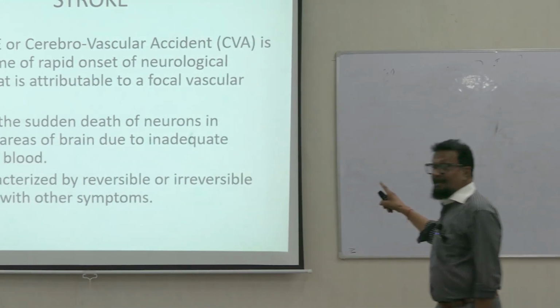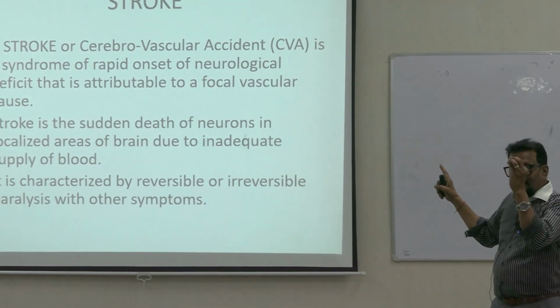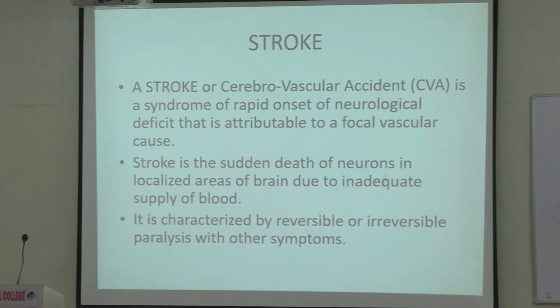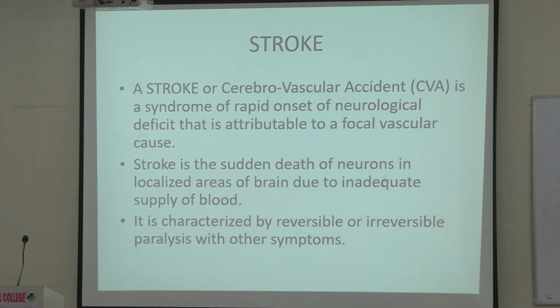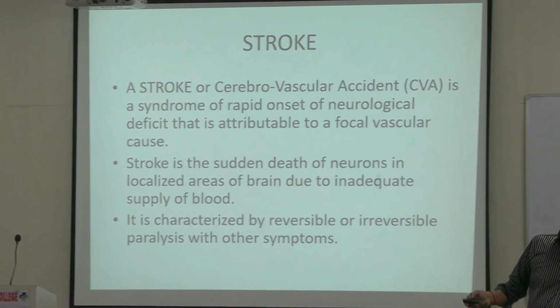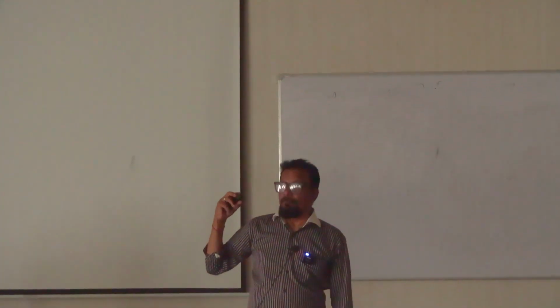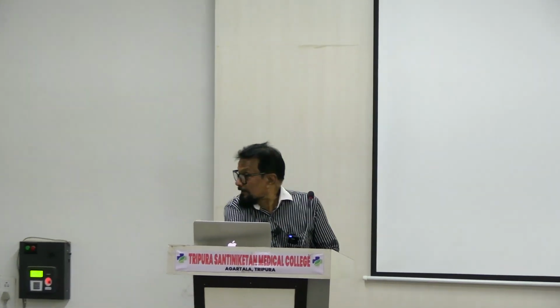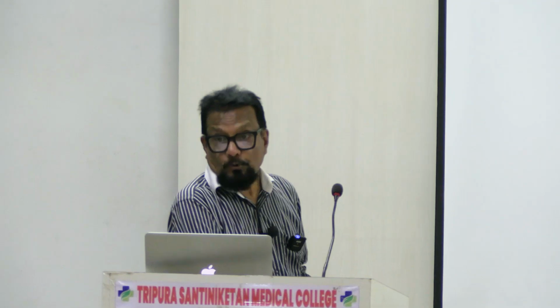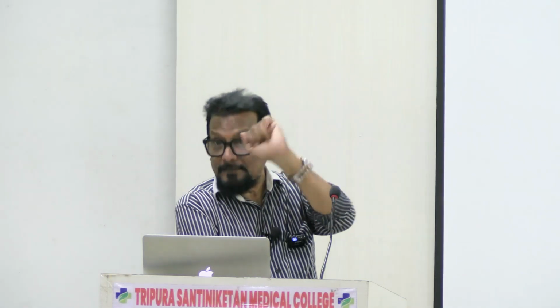It is characterized by, if the lesion is small, it may be reversible. If the lesion is larger, then it is irreversible or irreparable. There may be partial paralysis. If damage is done here, the opposite part of your body will be paralyzed. One is ischemic stroke, another is hemorrhagic stroke. Both will involve the cerebral blood vessels.